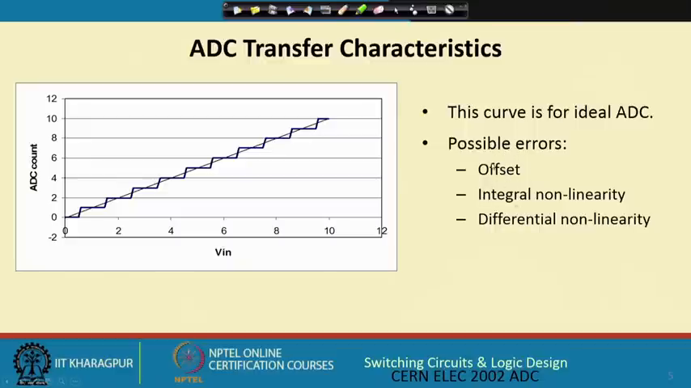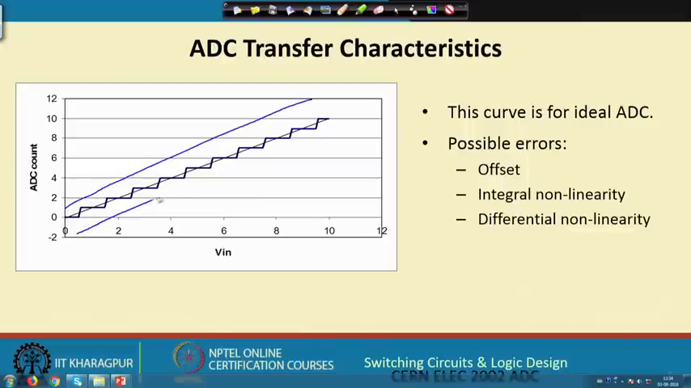Now, there can be possible errors. The first error is an offset error. Offset error, which I already mentioned earlier with respect to the DA converter, is very similar: instead of this straight line, the curve is either shifted up or shifted down. There is a steady offset, a positive offset or a negative offset. Why this offset error occurs depends on the actual technology with which you are building it.